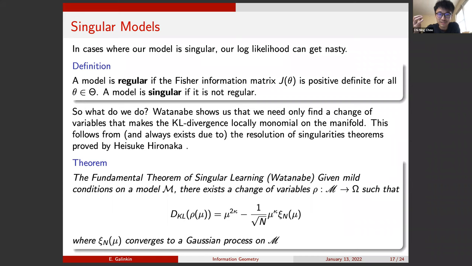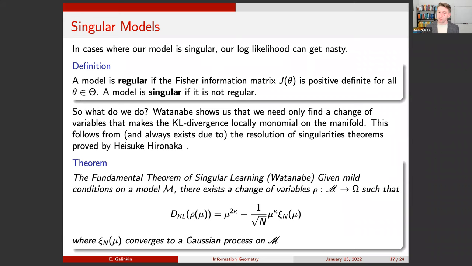And that's where the problem is. Yeah. So when we think of a singular model, the way I like to think of it intuitively is that there are some points where we can't tell them apart, right? There are certain points that we just can't tell apart, right?